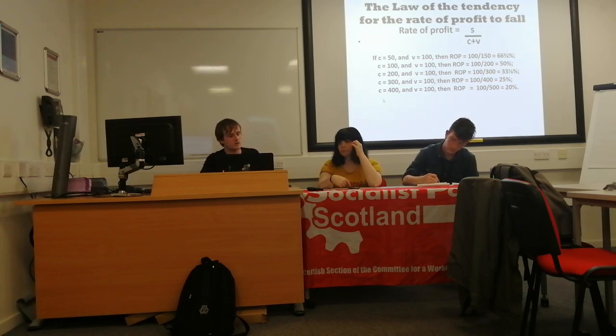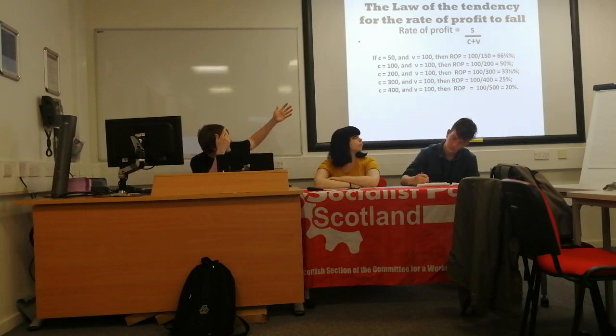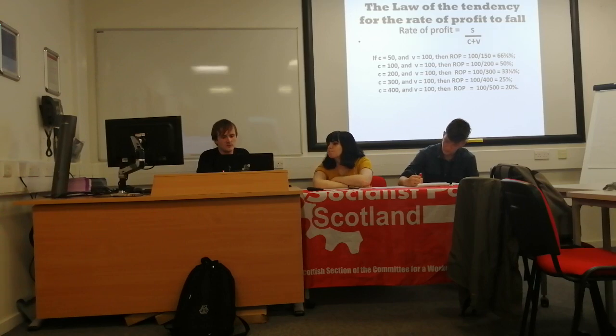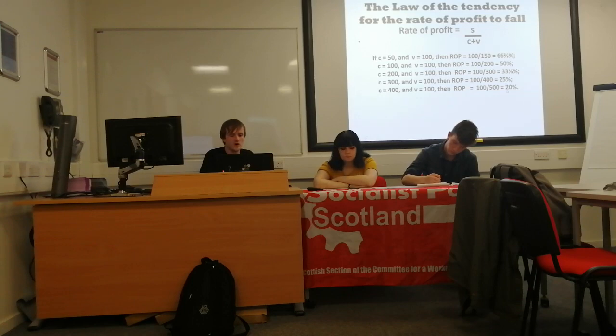So you're gradually increasing investment in new machinery. It's constant capital, which Maddie talked about at the start, it's C here. So you go from 50 to 100 to 200 and so on. But at the same time, you have the rate of profit falling over that time period. But why is it falling?